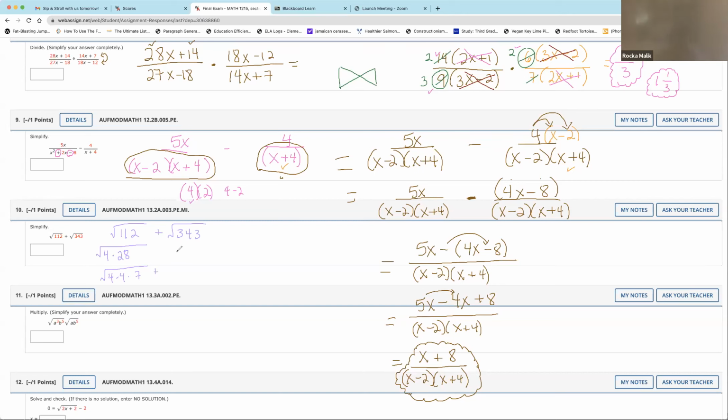Plus 343. It looks 11-ish to me. So let me see if I can get an 11 under there. Nope. 343, I'm trying 7. Why do I always try 7 after the 11 doesn't work? I can tell you. Because those are like oddball numbers. Yep. So 7 times 49 gives me 343. So I'll say 7 times 49.